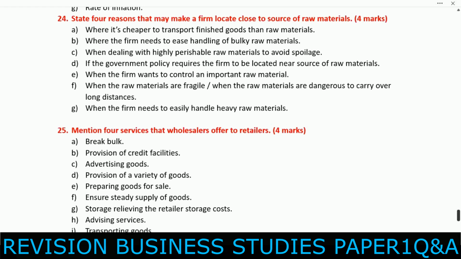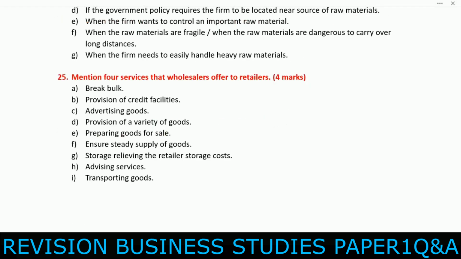Question number 25. We are almost through. Number 25, we are told mention 4 services that wholesalers offer to retailers. Number 1, break bulk. Number 2, provision of credit facilities. Number 3, advertising goods. Next, provision of a variety of goods. Next, preparing goods for sale. Next, ensure a steady supply of goods. Next, storage, relieving the retailer of storage cost. Next, advisory services. Next, transporting goods, so they offer that.